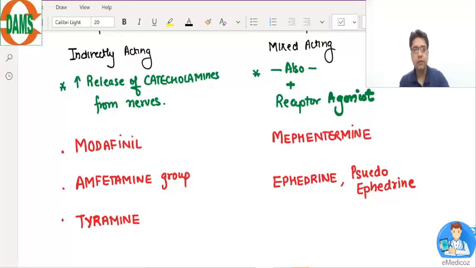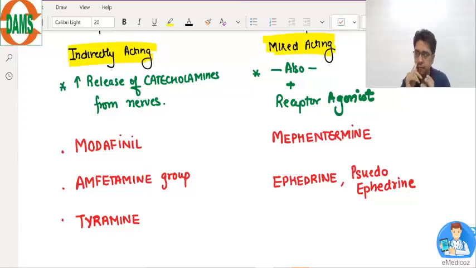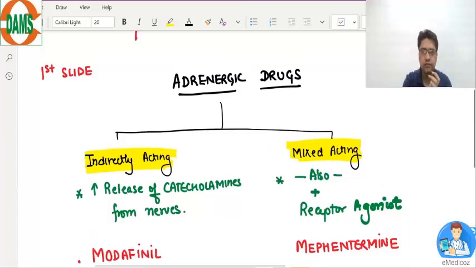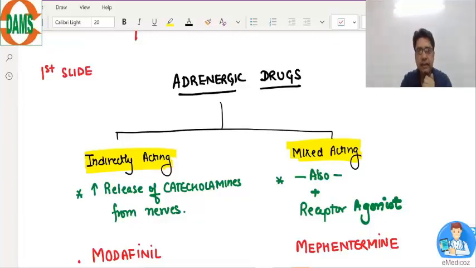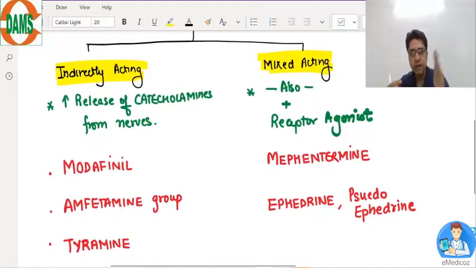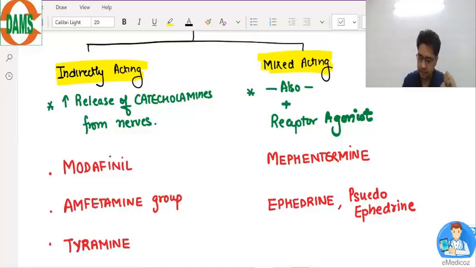So these are indirectly acting drugs, and these are mixed acting drugs. Indirectly acting drugs increase the release. Mixed acting drugs increase the release as well as stimulate the receptor. This was the first slide of the day: adrenergic drugs, indirectly acting and mixed acting. Directly acting we have already covered yesterday. The mnemonic is MAT, ME.